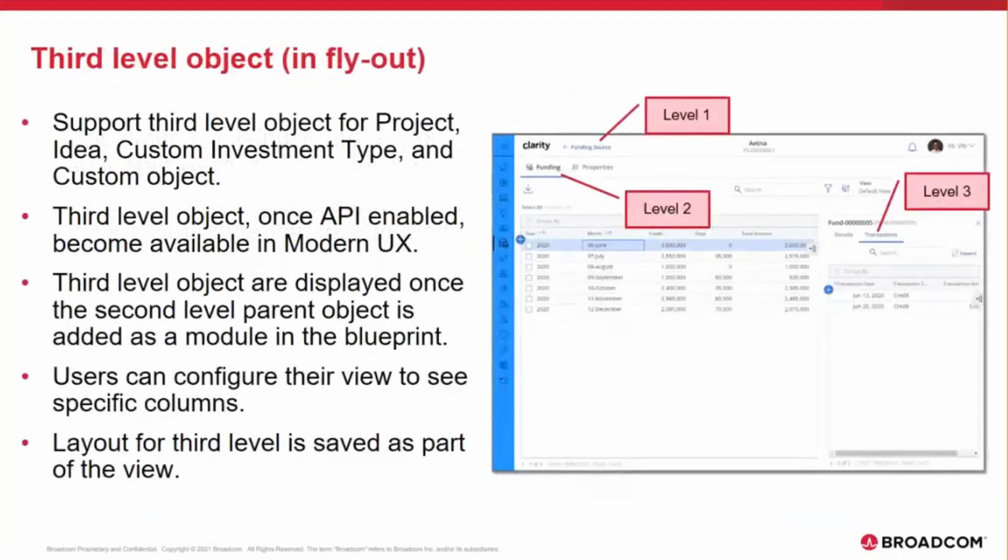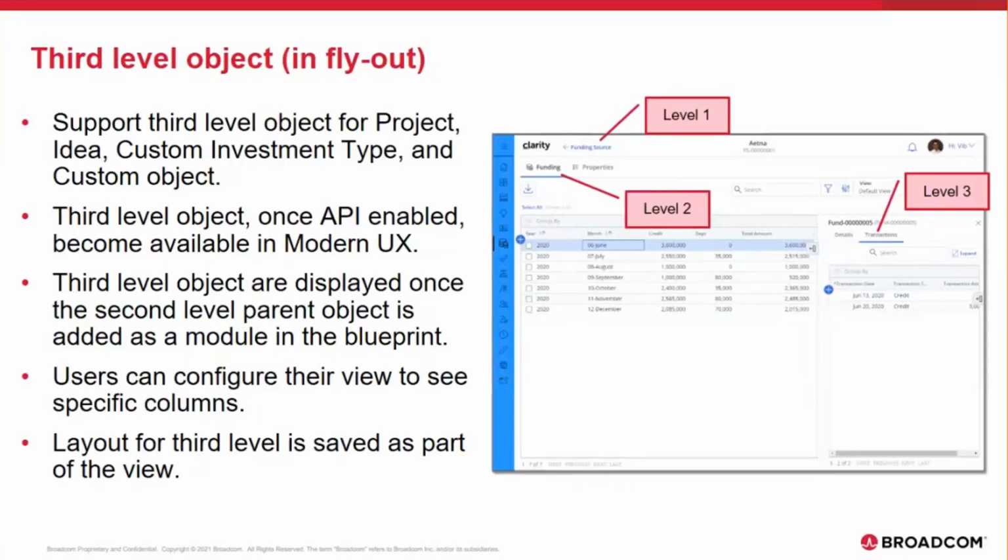The way the third level sub-object is available is in the grid layout. You have the third level object available to the following objects: the project, idea, custom investment types, and custom object. The third level object, once API enabled, will then be available in the modern UX. So you have to make sure that the third level object is API enabled. So that's a setting that now we have exposed in the studio.